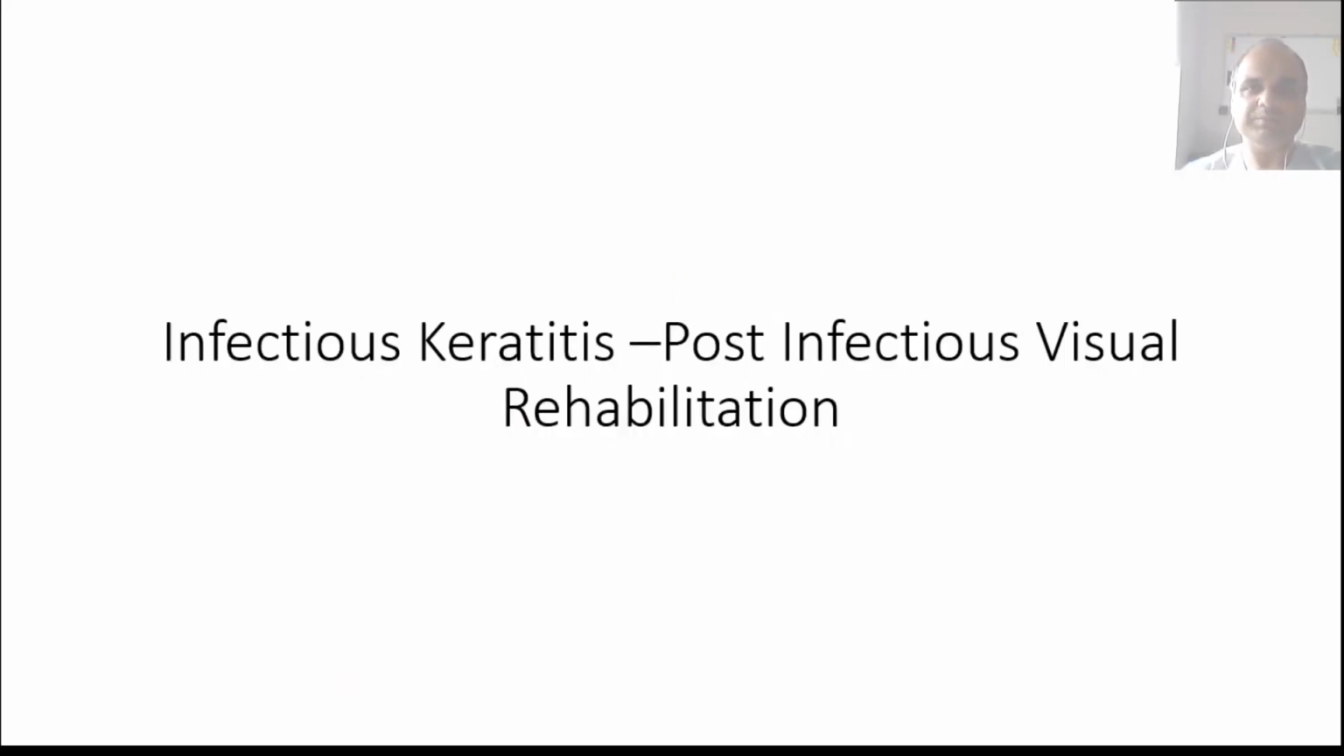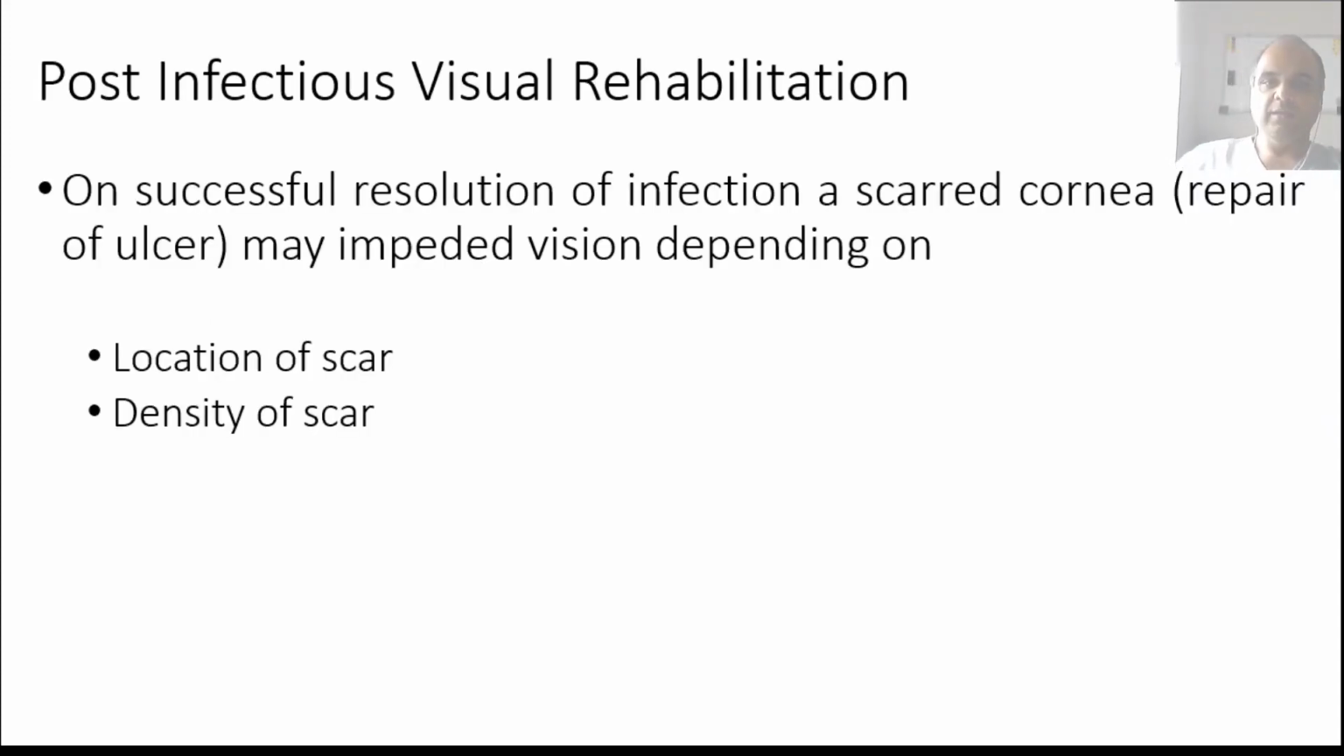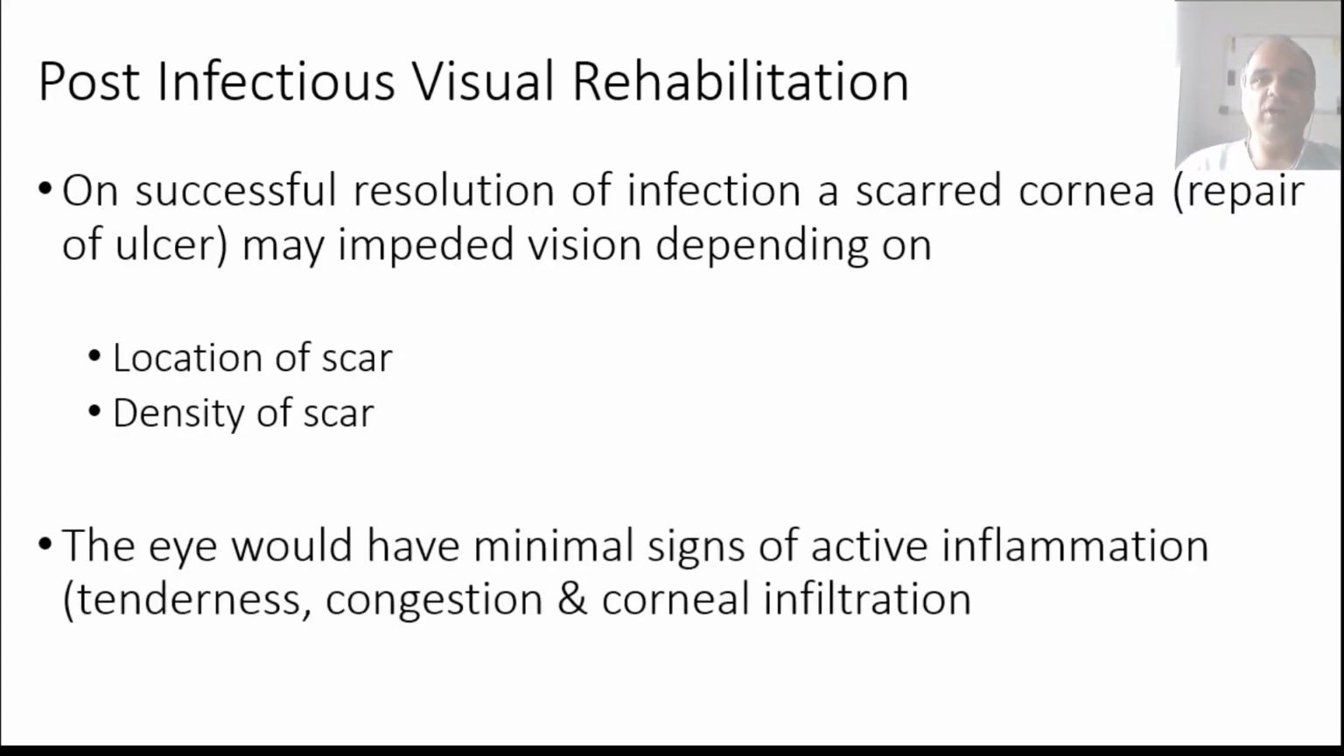Now we'll talk about post-infectious rehabilitation of a patient. What to do when the patient's inflammation is gone, the scar remains, so we need to think about how to improve his or her vision if it's required. The issue with vision after a keratitis is the corneal scar. Remember, ulcers always heal by scarring, and depending upon where the ulcer was and how much was the damage, the location of the scar and the density of the scar would determine how much of a loss of vision has taken place.